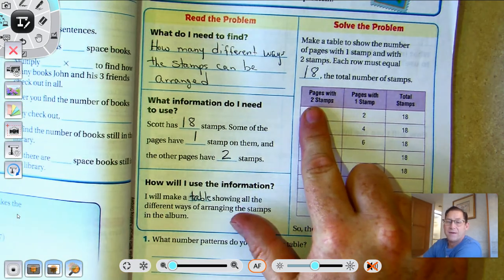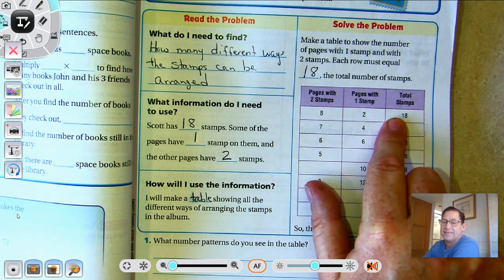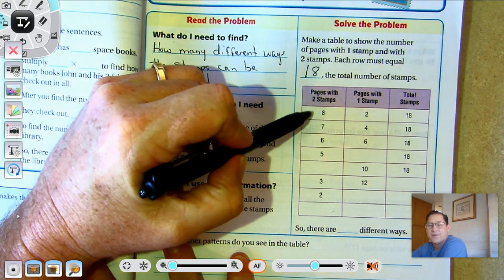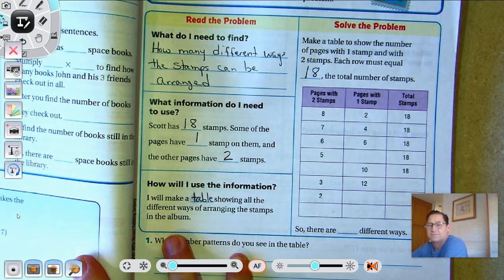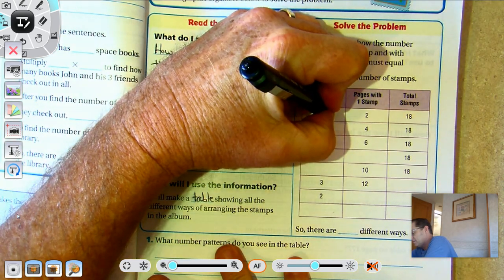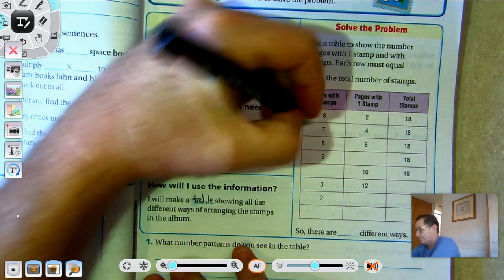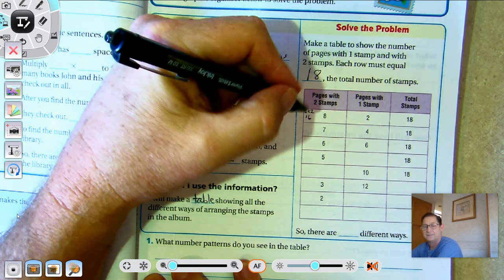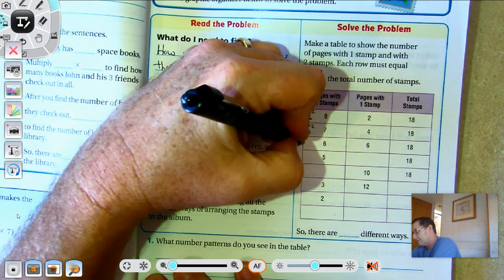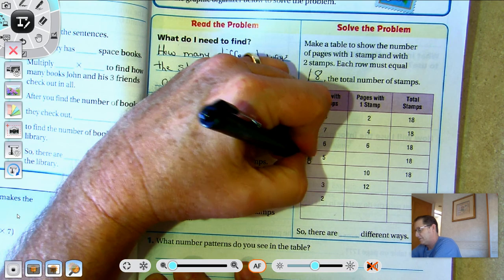So when I combine my pages with two stamps and my pages with one stamp, the total has to be 18. So they started off by telling us he could have 8 pages with two stamps. So that's 16 stamps. So think of it as 8 times 2, 16. 7 times 2, 14. 6 times 2, 12. 5 times 2, 10.